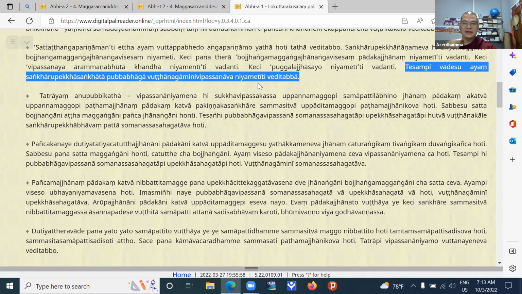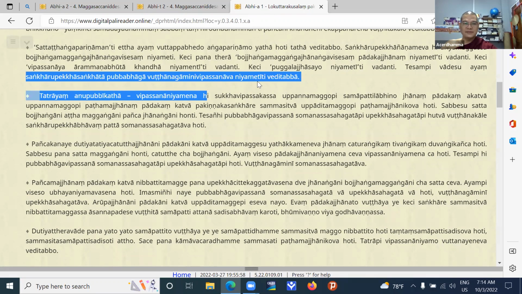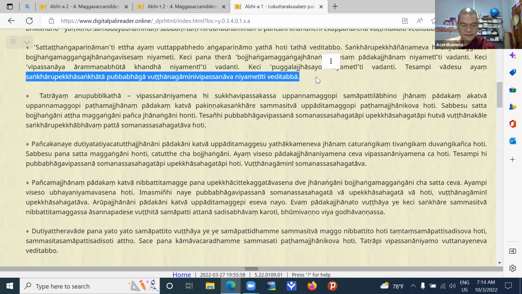But some say Parika Jnana will determine the maggas with the factors. Some say the Vipassana object will determine the maggas with the factors. Some say Pokla Jasaya, the individual desire, will determine the maggas with the factors. So there are 3 views here. All 3 views will be included in the first view.